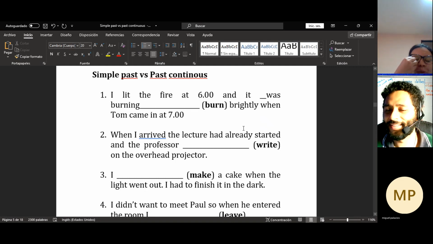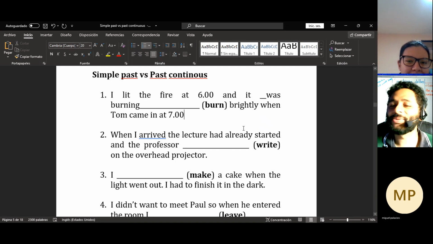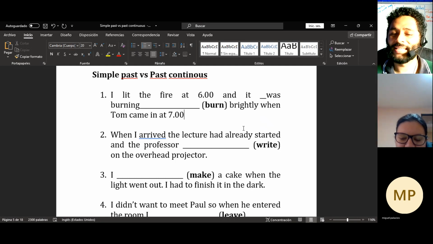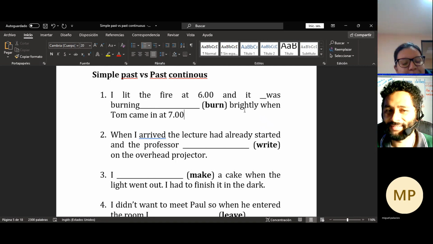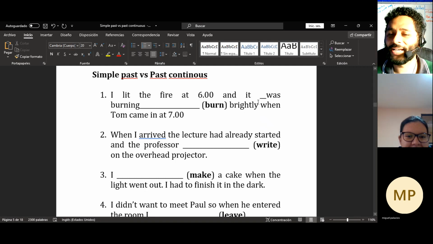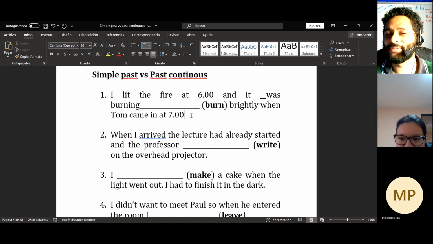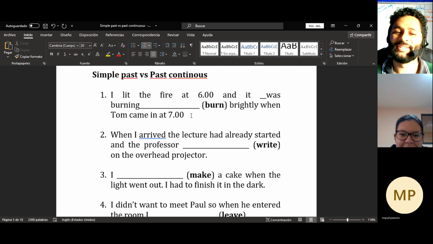Sé que es como brillar, ¿no? Ajá, es un adverbio de modo. Y te está diciendo cómo es que está ardiendo el fuego. Brightly es así, brillantemente. Estaba ardiendo brillantemente cuando Tom llegó a las 7. Exactamente. ¿Ya viste cómo está la conexión entre It was burning brightly when Tom came at 7? Entonces se llevan muy bien el past continuous con el simple past para hacer esa clase de ideas. Ah, estaba ardiendo cuando llegó a las 7. Okay. All right. So, number 2.